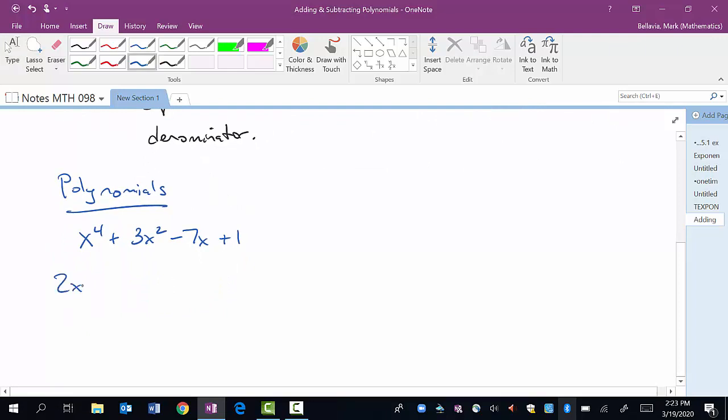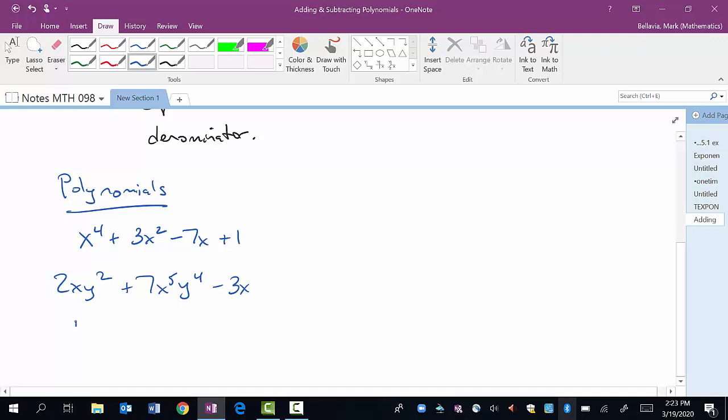Another example could be something like this: 2xy squared plus 7x to the fifth y to the fourth minus 3x. Again, it meets the requirements. All the exponents are whole numbers. There's no variables in the denominator. It's a finite sum of terms. It's important to recognize that you can have more than one variable in a polynomial.